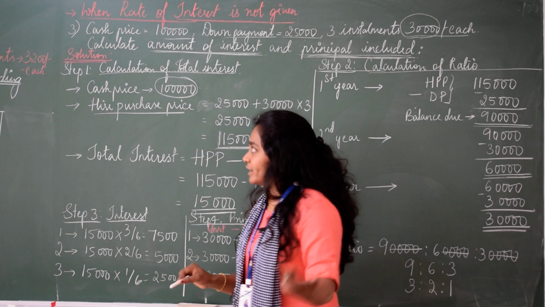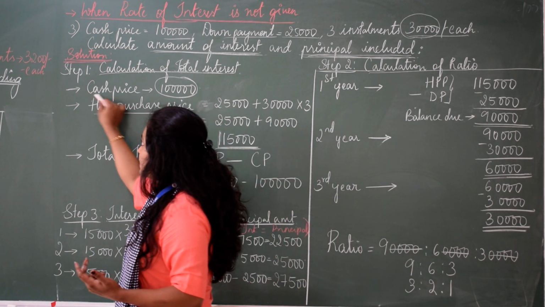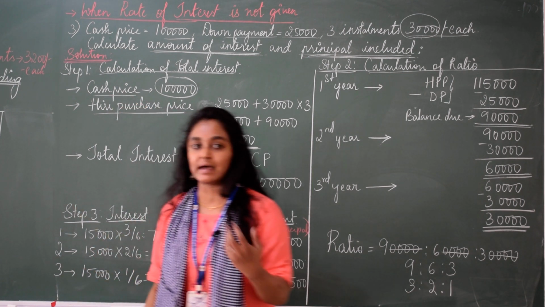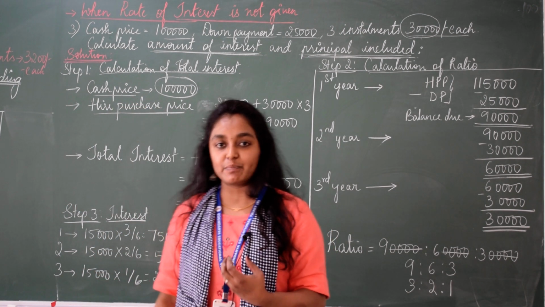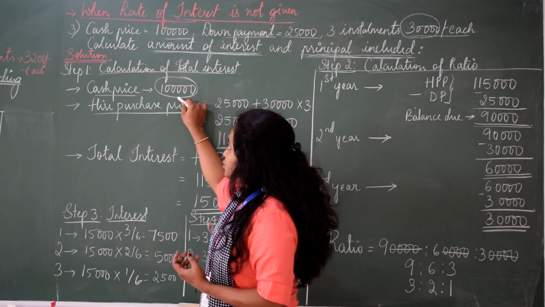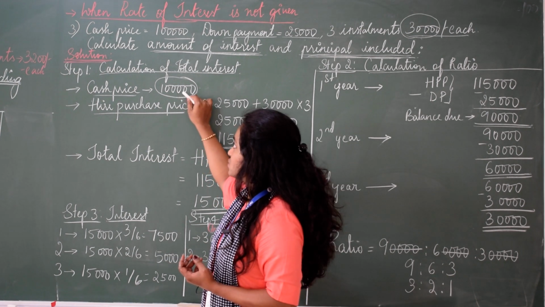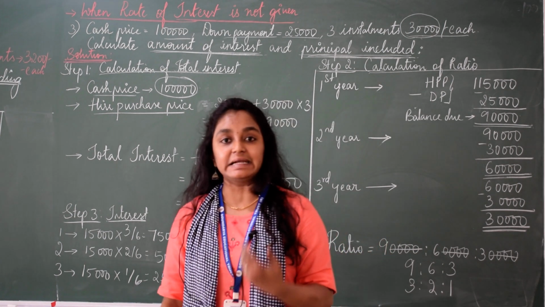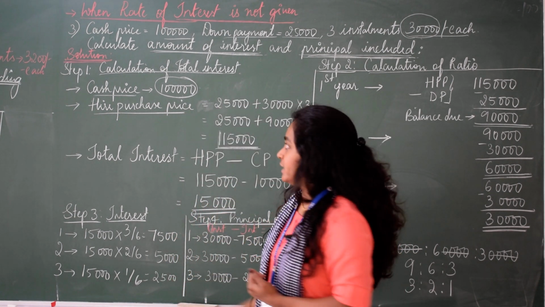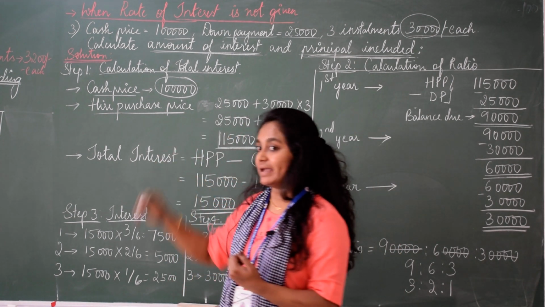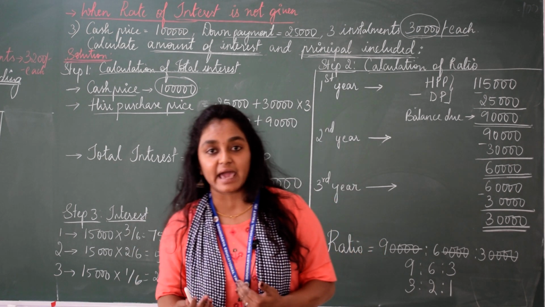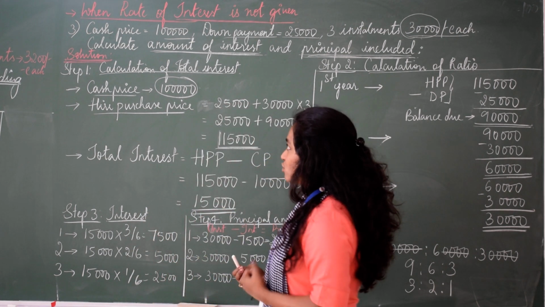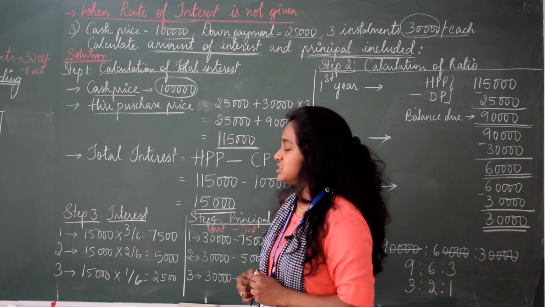Before going to the hire purchase price, let me make it clear. Cash price is the pure value of an asset. For example, here the cash price or the value of the machinery is 1 lakh. But when you hire purchase it, you will be paying interest also along with it. So the hire purchase price will be something extra over the cash price. So let's see how to find out the hire purchase price here.